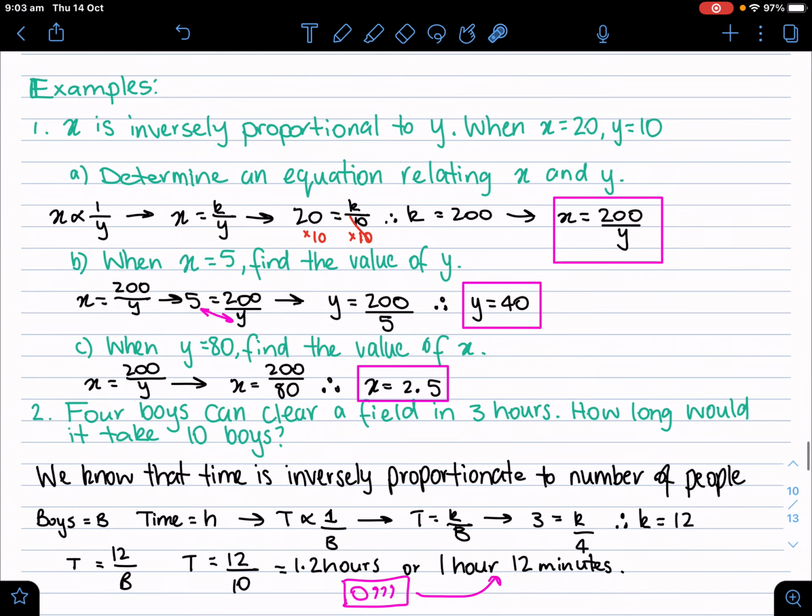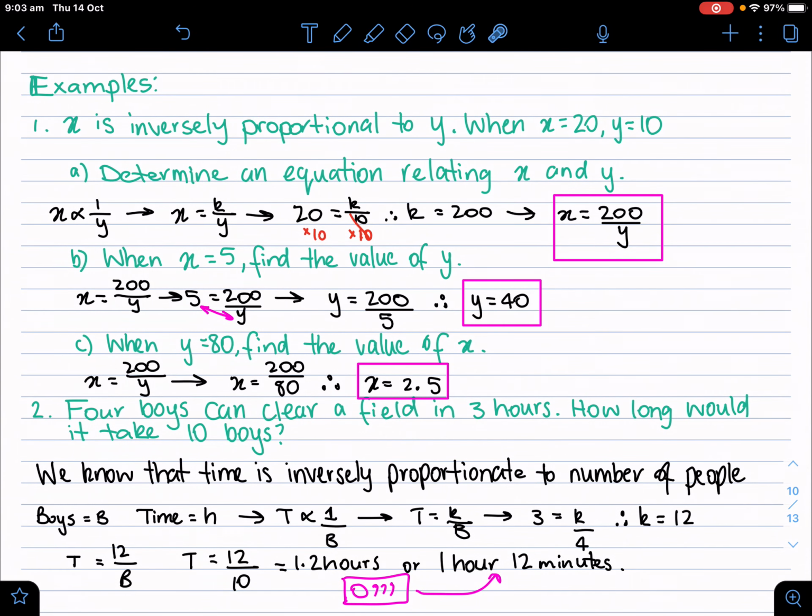Let's look at the next part, part C. Another unknown, but we're using the same scenario, so we can use the same universal formula. It says, when y equals 80, find the value of x. So x is unknown now, and y is 80. So I just sub the 80 where the y is. And that's quite simple. 200 divided by 80 is 2.5. So when y is 80, x is 2.5. And you can find any unknown variable by using the universal formula as long as it's linked to the same scenario.